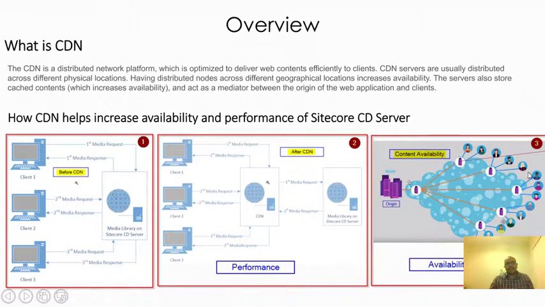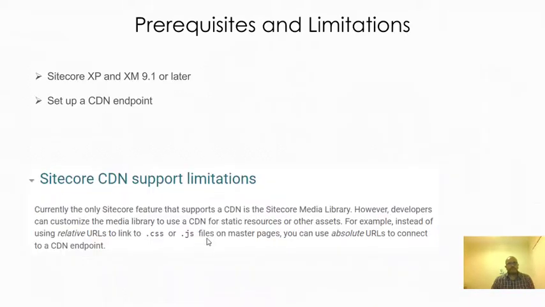If I check the availability also, the request will first hit the nearest CD server. There are so many pods and nodes in the CDN network, so whenever you make a request, the nearest server in the CDN network will supply the response.